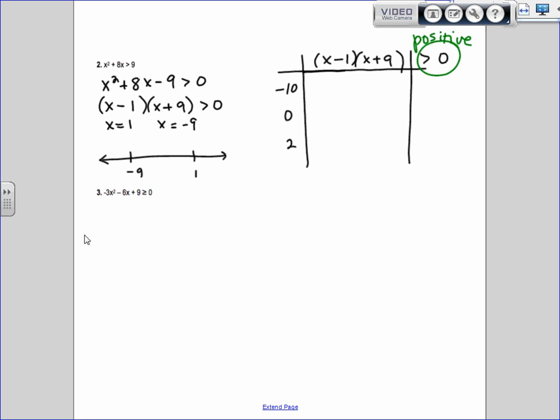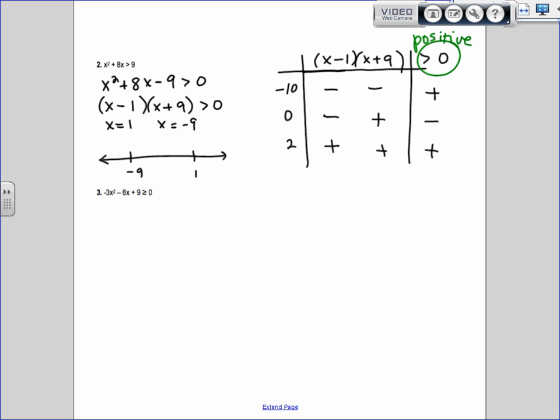So I test. So when I plug in a negative 10 into my factor form, I have negative 10 minus 1 is a negative number. Negative 10 minus 9 is a negative number. Negative times negative is a positive. Then I try 0, I get a negative, and I get a positive, so I get a negative. Then I try 2, so I get a positive and a positive, so a positive.